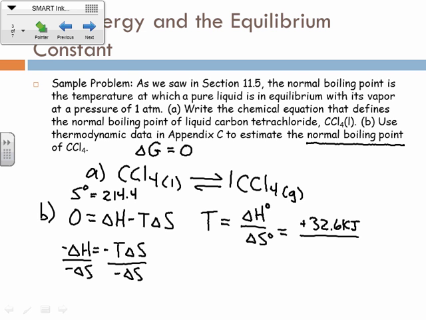214.4, and you've got to pay attention to the units here. This is joules per mole times Kelvin. Okay, and then the S over here for the gas, would you expect it to be more or less than that entropy? Yeah, more, because it's a gas, right? So 309.4 joules per mole times Kelvin. Okay, so there's our two S's.